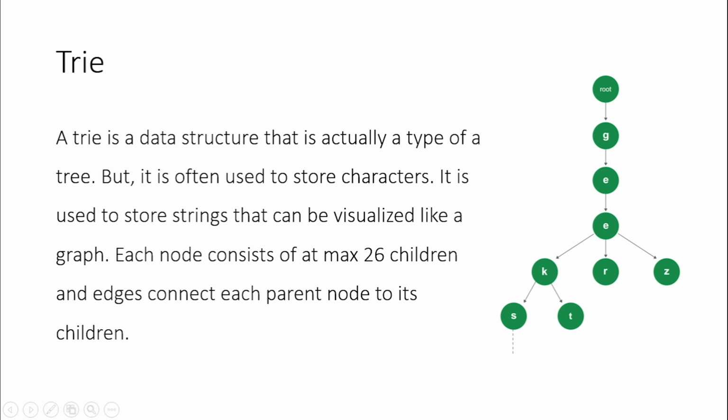So next we have trie. A trie is a data structure that is actually a type of tree, but it is often used to store characters. It is used to store strings that can be visualized like a graph. Each node consists of at most 26 children, and edges connect each parent node to its children.